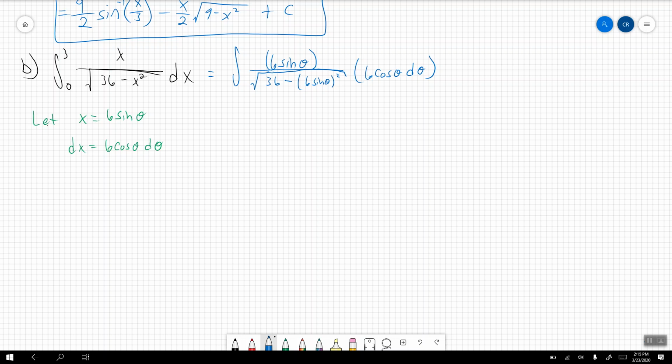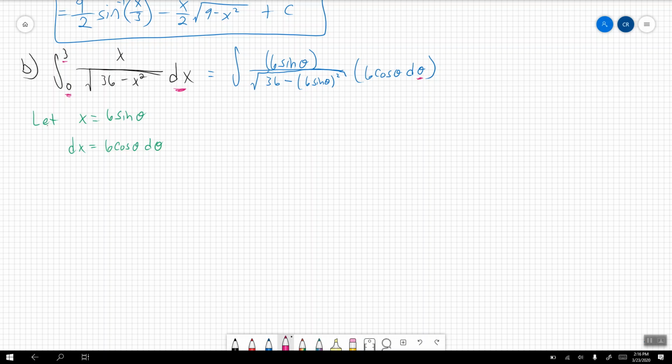Now notice I left the limits of integration blank, specifically because we have to find new limits of integration. Now, the limits of integration are based on the x values. So when I say that x was equal to 3 and x is equal to 0, those are the bounds for the x values. Now I have to think of the bounds for the theta values that I'm looking at here.